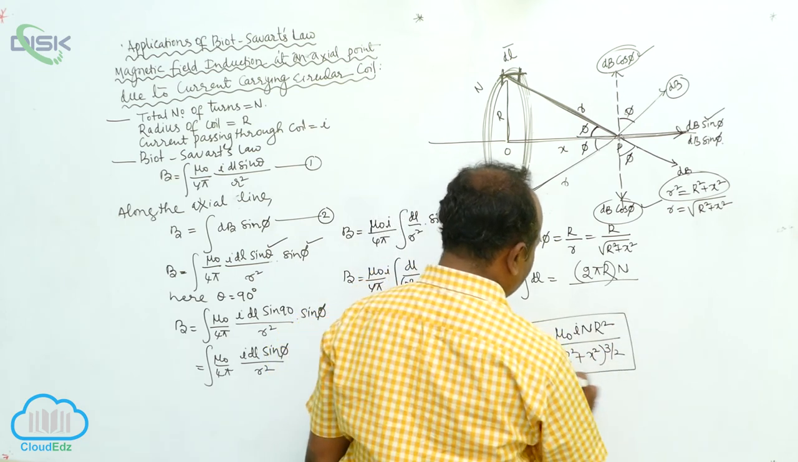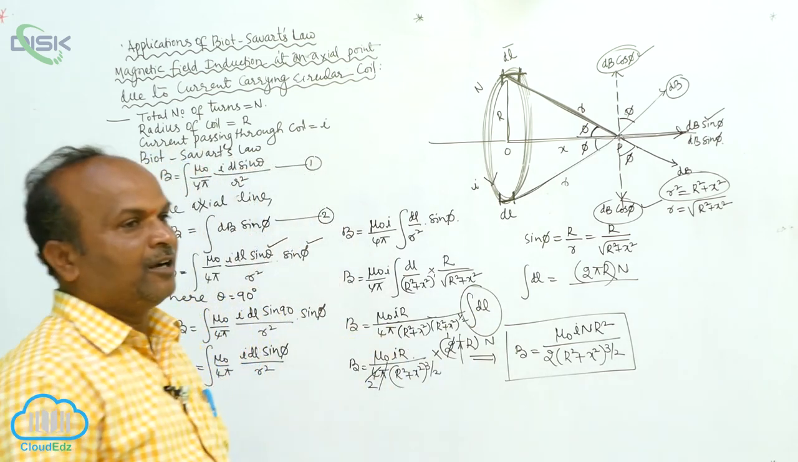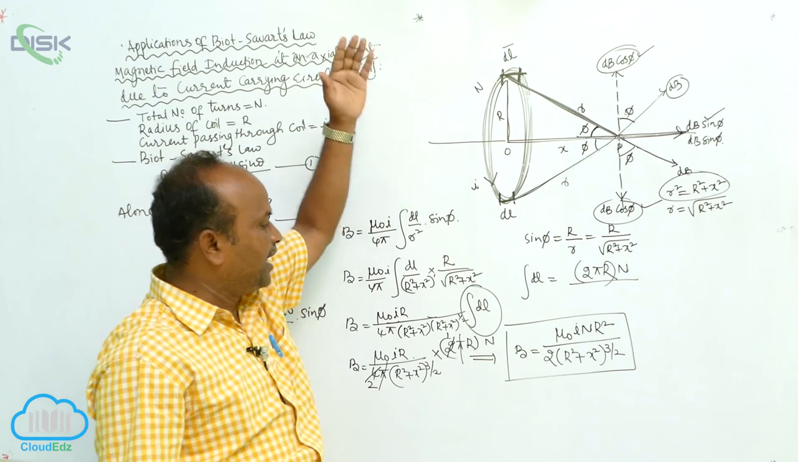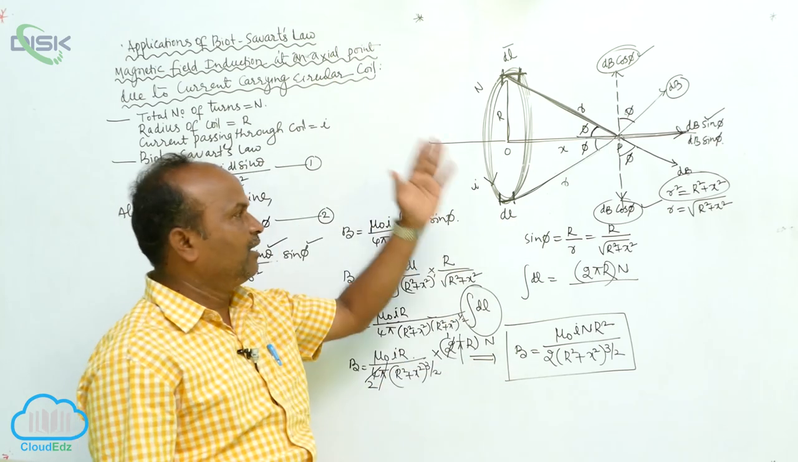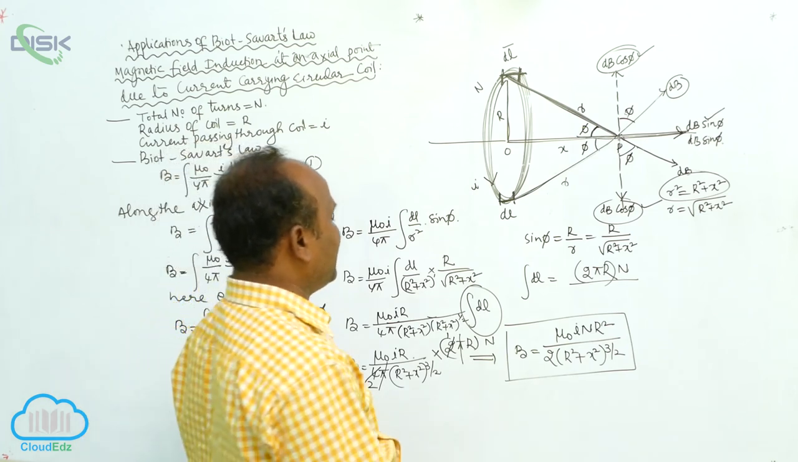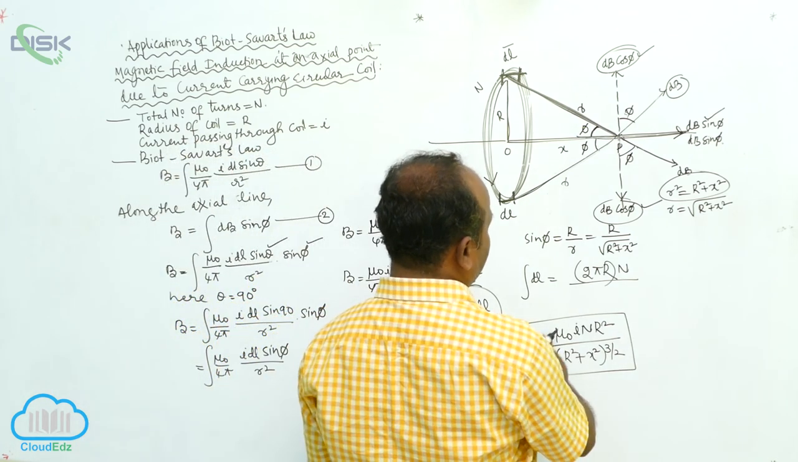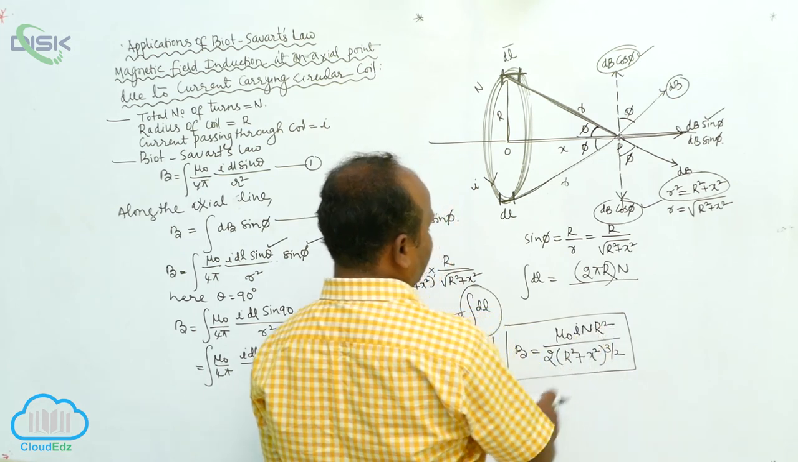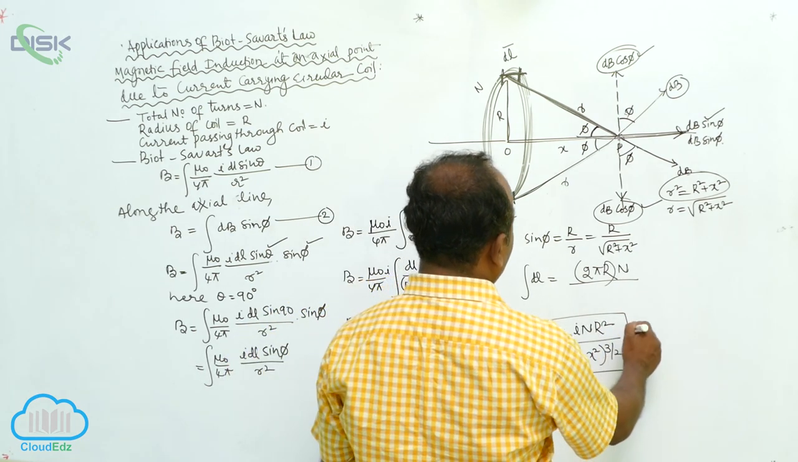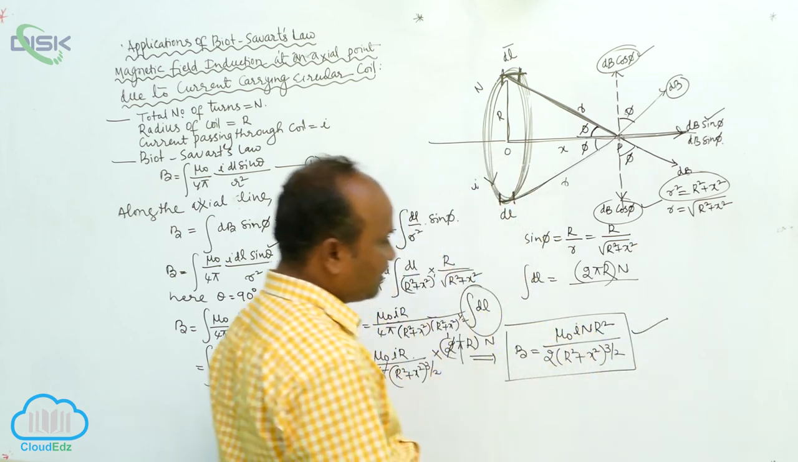Therefore, the magnetic field induction due to the current carrying circular coil is given by B is equal to mu naught I n R square by 2 into R square plus x square all to the power of 3 by 2. This is the magnetic field.